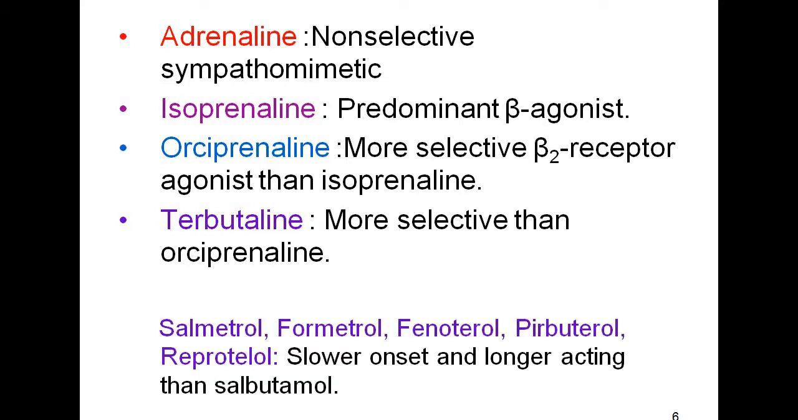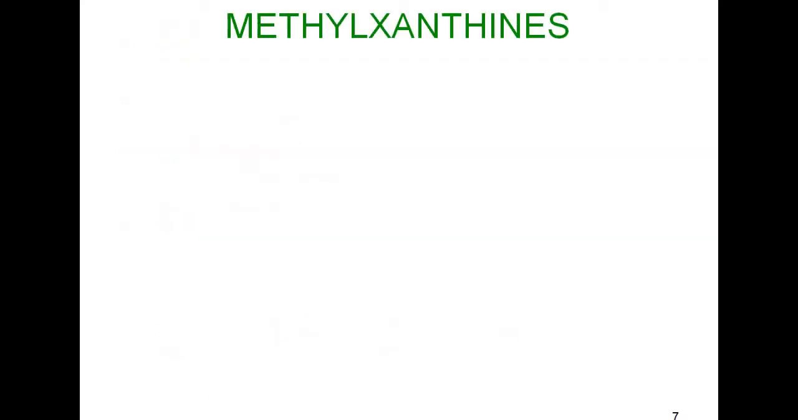The other drugs, salmeterol, formoterol, fenoterol, bambuterol, and reproterol, when compared to salbutamol, they have a slower onset of action and a longer duration of action. So these are used mostly in preventing an acute attack because they have a slower onset of action. For an acute attack, salbutamol or levosalbutamol is the drug of choice.